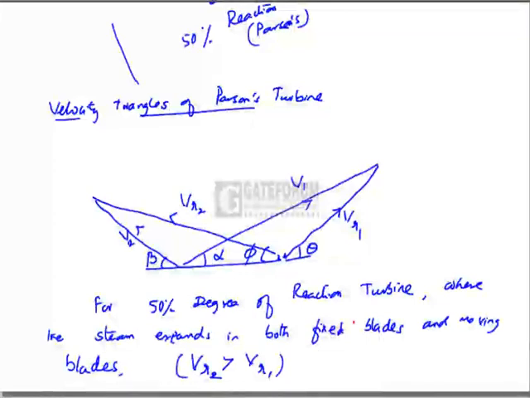The driving force exerted by the steam on the moving blades is because of two reasons. Number one, the impulsive action, that is the change in velocity in magnitude, and number two, the reaction force, that is this component of the reaction force is arising out of the increase in relative velocity of steam from inlet to the exit, because the steam pressure drops in the moving blades.